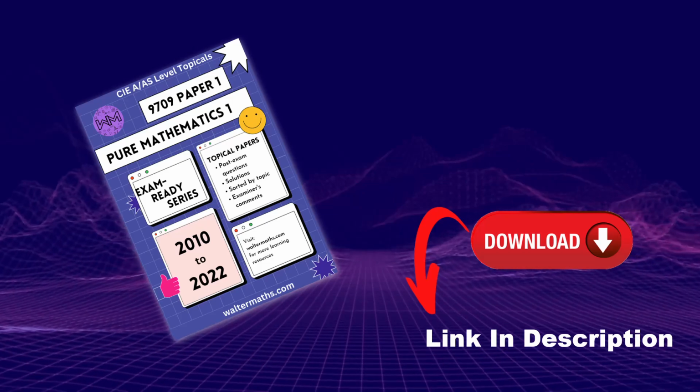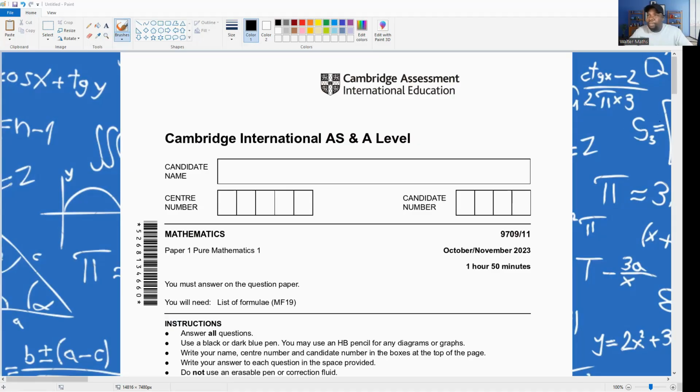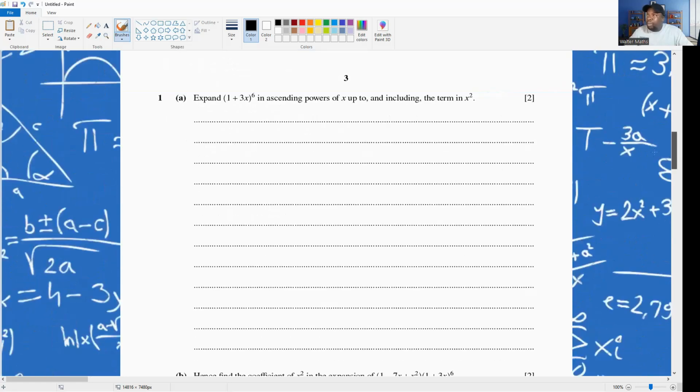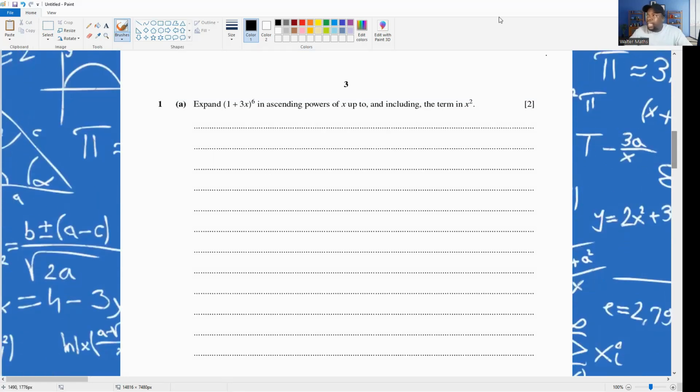So now let's get into the paper. All right, starting with question number 1, it says, expand (1 + 3x)^6 in ascending powers of x up to and including the term in x squared.